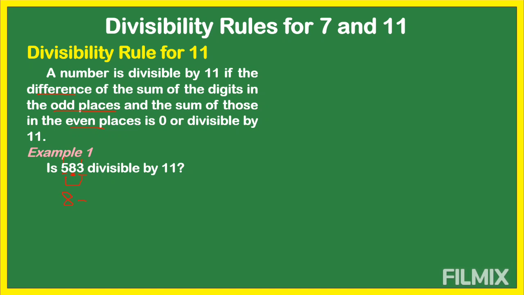Then it is said here that we're going to get the difference. Okay, the difference of the odd and even places. So, the even place here is 8. So, we're going to subtract 8. 8 minus 8, the answer is equal to 0. So, if you get an answer of 0, it means that this number, 583, is divisible by 11. Okay, another example.